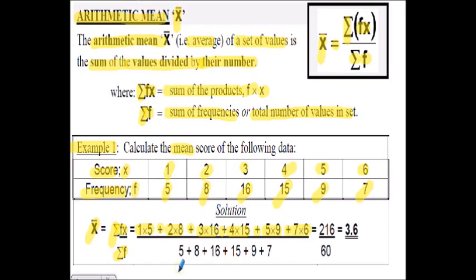That's all divided by the summation of the frequencies, simply adding up the frequencies, 5 plus the 8 plus the 16 plus the 15 plus the 9 plus the 7. So doing the numbers on this, on top line 216 when you apply your BODMAS to the top line, and on the bottom line adding up the frequencies we get 60. Doing the sum on that, 3.6. So 3.6 is the mean average score for that set of data.